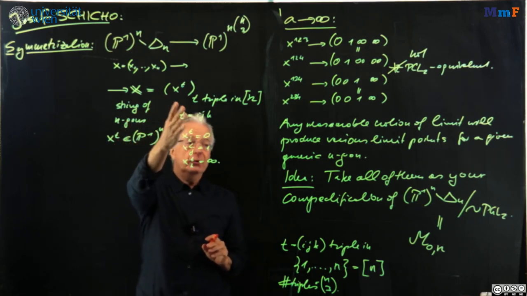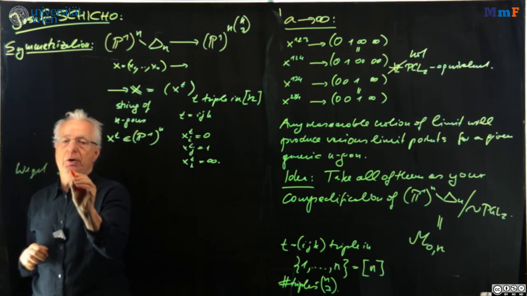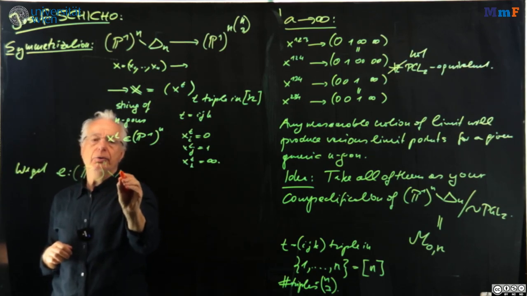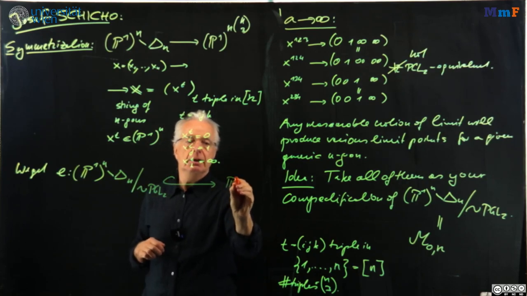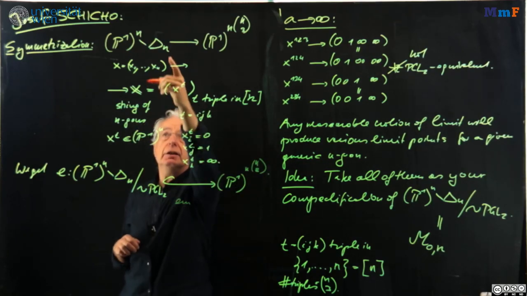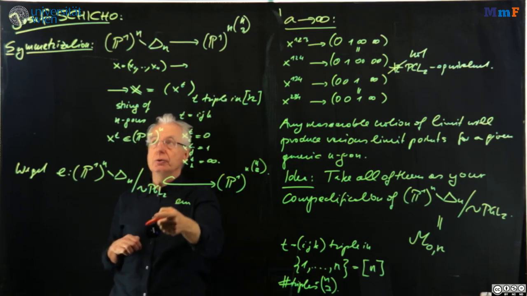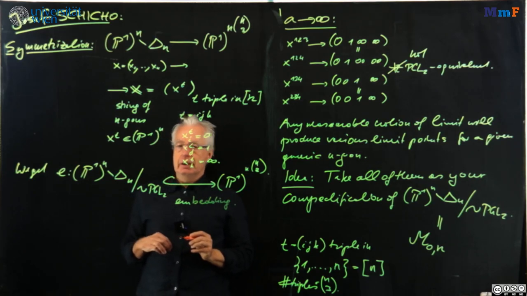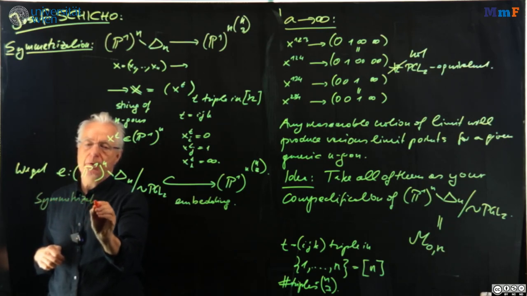So now, as everything is compatible with the action of PGL2, let me now call this E. If we take now the orbit space P1 to the n minus delta n mod PGL2, then we get an embedding into P1 to the power n choose 3. Okay, this is now an embedding. Here, the first map will of course send equivalent n-gons to the same value, but as we factor out by PGL2, this will now be an embedding. I call it E, and this is the symmetrization map.